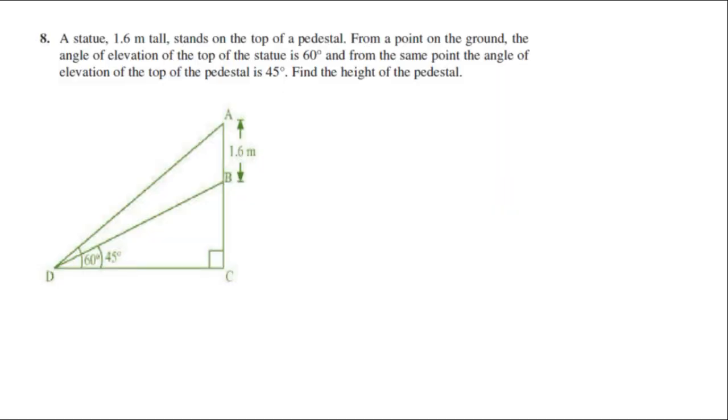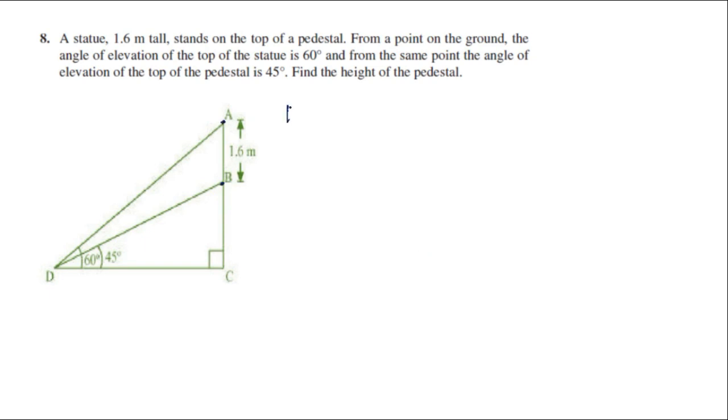8th question is, a statue 1.6 meter tall stands on the top of a pedestal. From a point on the ground, the angle of elevation of top of the statue is 60 degrees. From the same point, the angle of elevation of top of the pedestal is 45 degrees. Find the height of the pedestal.